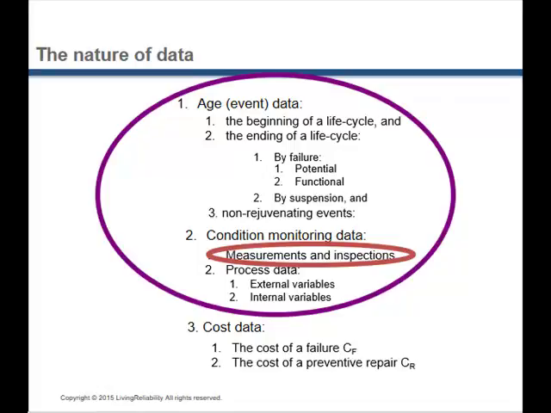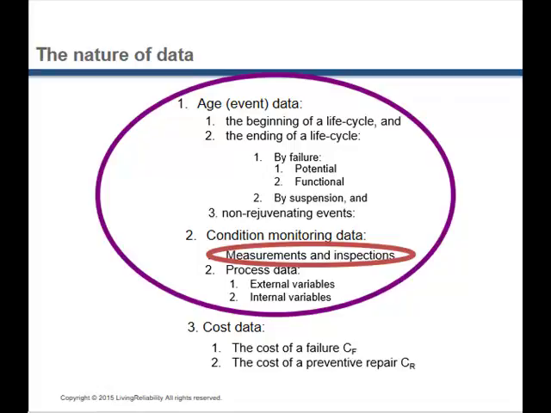And there you have it, the nature of physical asset management data. In the third video of this series, I'll show you how to convert age, condition, and business data into practical, verifiable decisions. There are a couple of points I need to go back to before ending this video. The first is an explanation of the term non-rejuvenating event I mentioned earlier as the third type of age data.